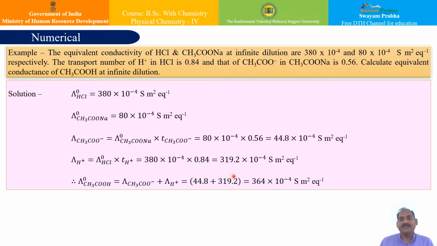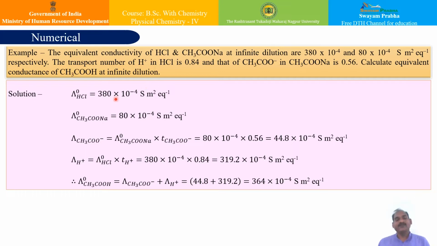We can have numerous numericals based on whatever we have seen just now as an application of Kohlrausch law. Let us see this numerical. The equivalent conductivity of HCl and sodium acetate at infinite dilution are 380 into 10 to the power minus 4 and 80 into 10 to the power minus 4 Siemens meter square per equivalent respectively. The transport number of H plus in HCl is 0.84, and that of acetate ions in sodium acetate is 0.56. Calculate equivalent conductance of acetic acid at infinite dilution.